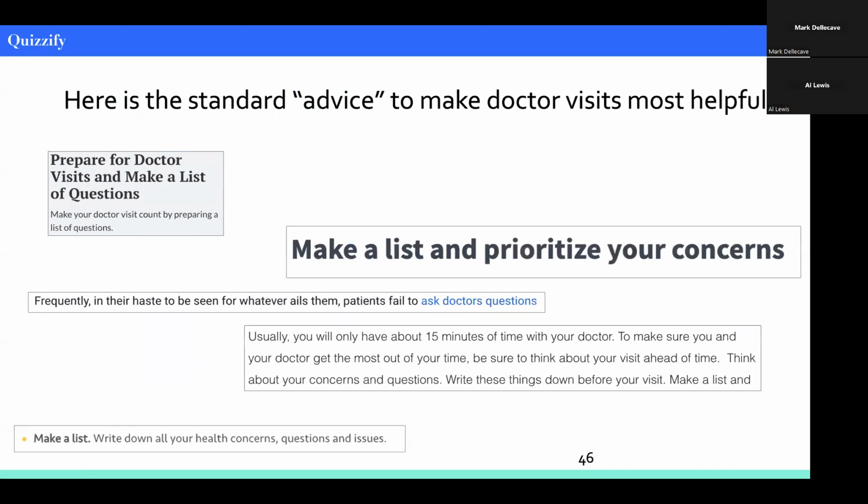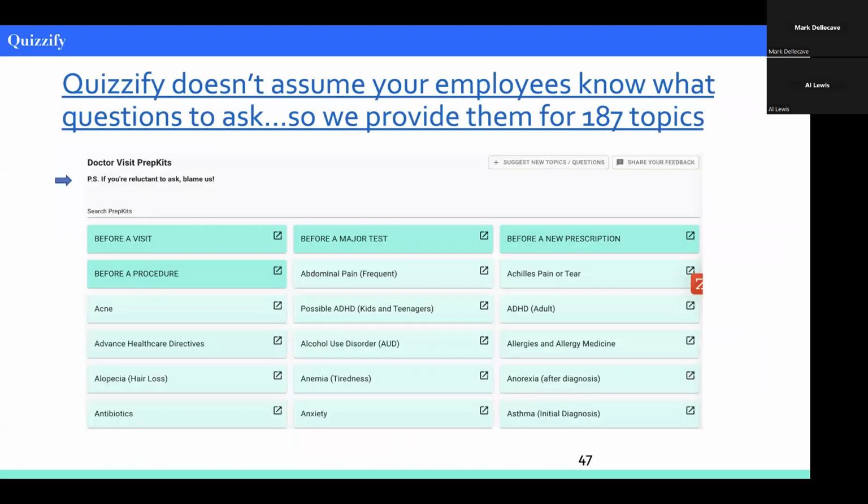So how do you make those doctor visits more effective, and how do you squeeze those 15 minutes out of them? Well, if you go online and ask that question, you get the exact same answer from everybody, which is prepare and make a list. Don't forget to ask questions. Make a list. That is not particularly helpful if you don't know what questions to ask.